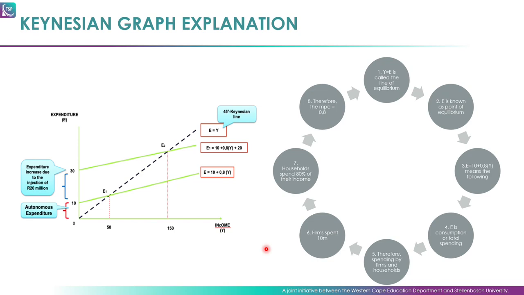So number one, what I mentioned is that Y is equal to E. It is called the expenditure. It is called the line of equilibrium. Now, this E1 and that E2, they are known to be the equilibrium points. Then this E, it means that businesses are spending, or they have injected 10 million into the economy or into the circular flow, and households, they plan to spend or consume 80% of their income. So this is firms spending 10 million, and then 80% households spending their income, which is this 80%, it is known as the MPC, which is the marginal propensity to consume.